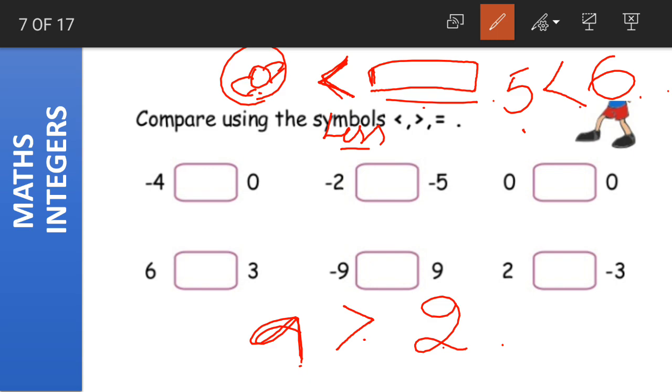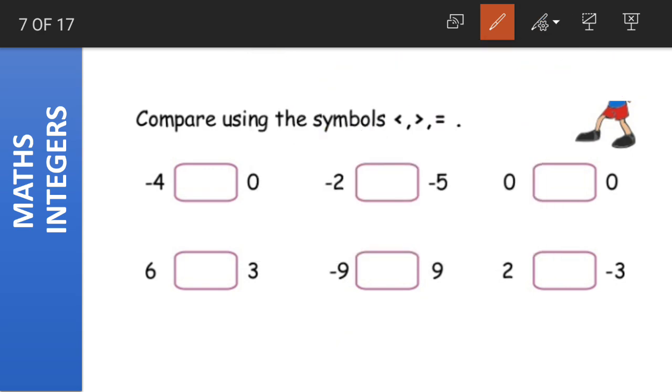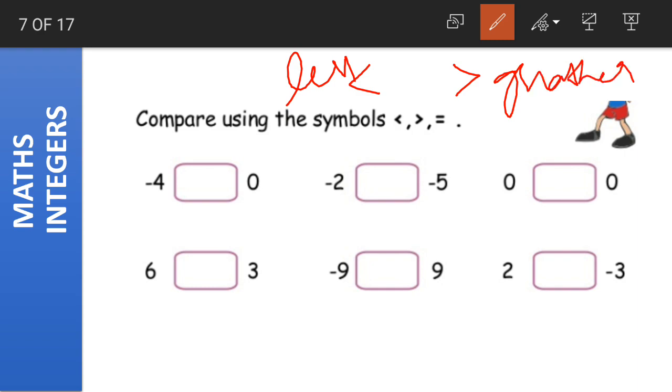Understood? This is even easier, right? You just have to go for the bigger number. Open the mouth towards the bigger number. This will give us clarity about which symbol to put, the less than or the greater than symbol. And when do we use equal to? We use equal to when both the numbers given are equal.